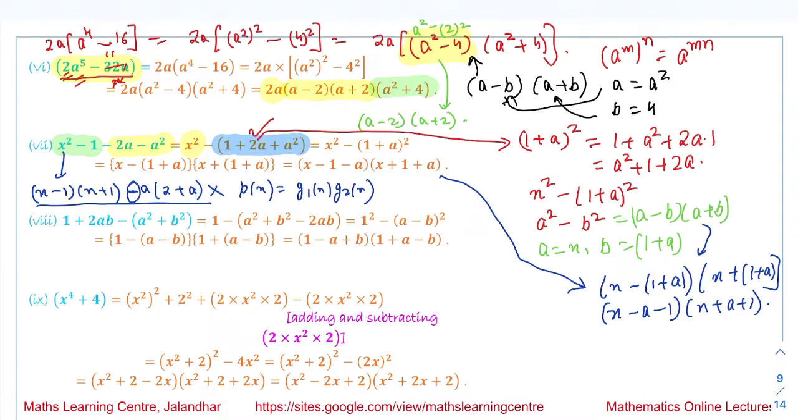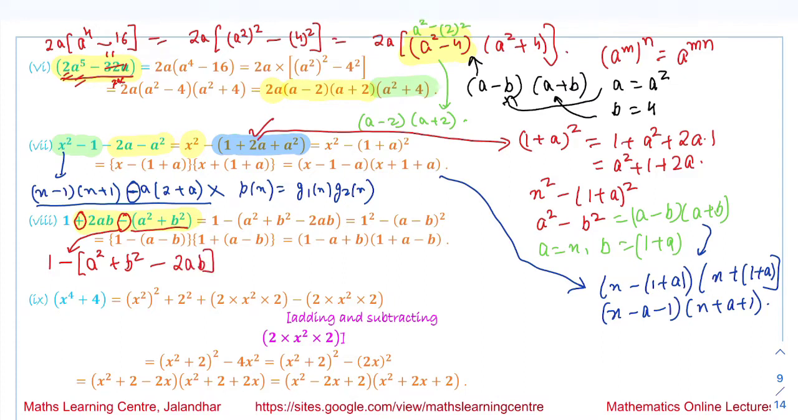Similarly, we have 1 plus 2ab minus a square minus b square. We have to group these terms. If we look at these terms, they are the formula for a square plus b square, and the 2ab term is also there. So we write it like 1 minus, taking negative common, a square plus b square, because the negative sign is there, and this positive sign will now become minus 2ab.